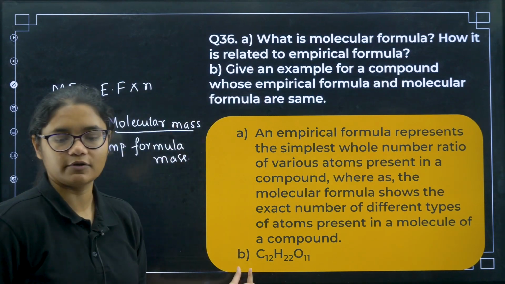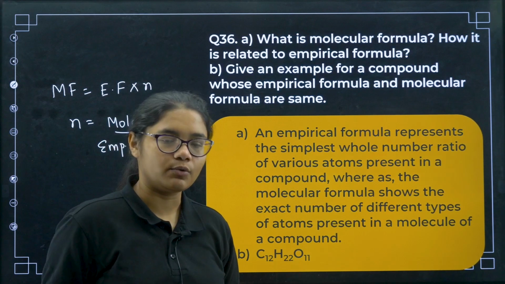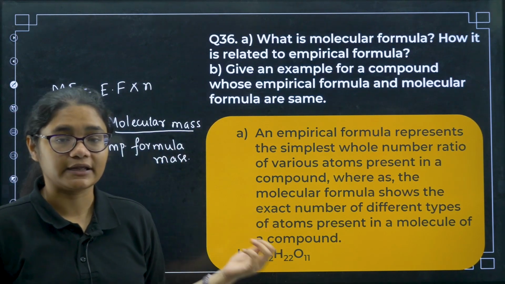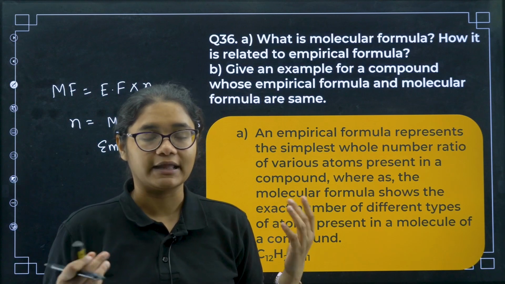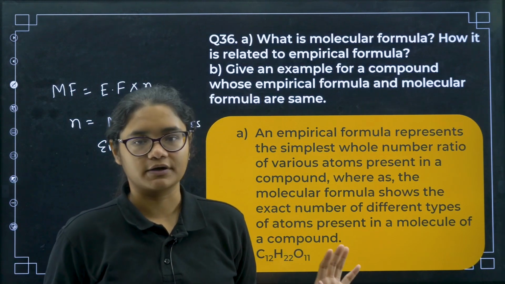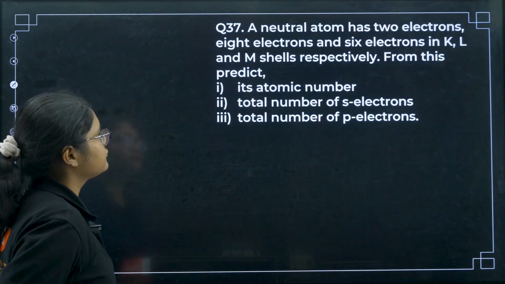Now next, any molecule whose empirical formula and molecular formula are the same. You can take the example of sucrose, C12H22O11. You can take carbon dioxide, you can take water, you can take anything where there is no common factor. You can take NH3, NO2, these all will work. Okay, fine. Now let's move to question 37.